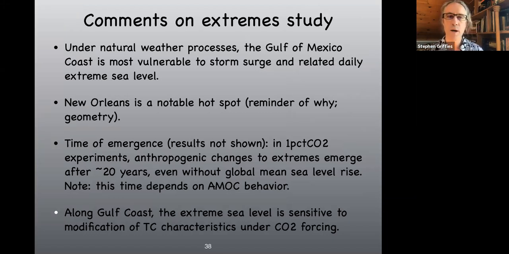So let's get some comments on this particular case study. Under most natural weather processes, the Gulf of Mexico and the East Coast are most vulnerable to storm surge and relate to sea level rise.